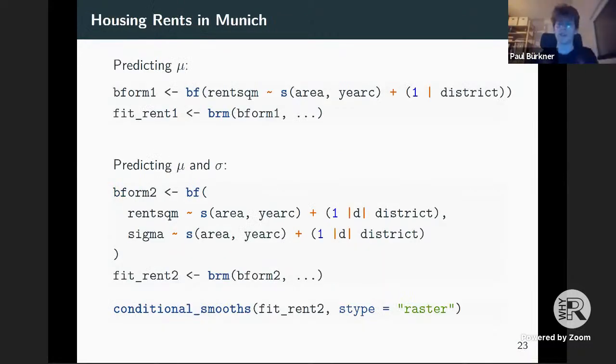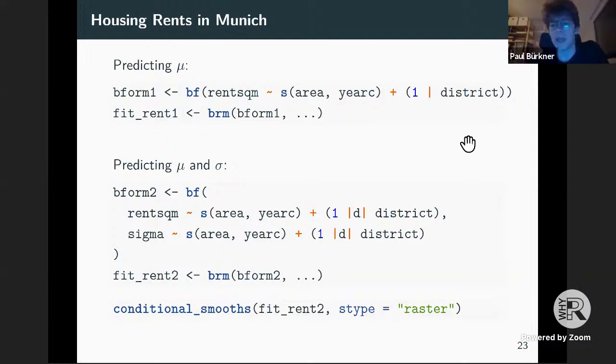So I want to use splines now in a little bit more complicated example to predict the housing rents in Munich. So what we're going to do, we're going to predict the rent per square meter of an apartment by the area of the apartment and the construction year of the building the apartment is in. And since we have different districts in Munich, some of which are expensive and some of which are really expensive, we also want to take that into account using a varying intercept.